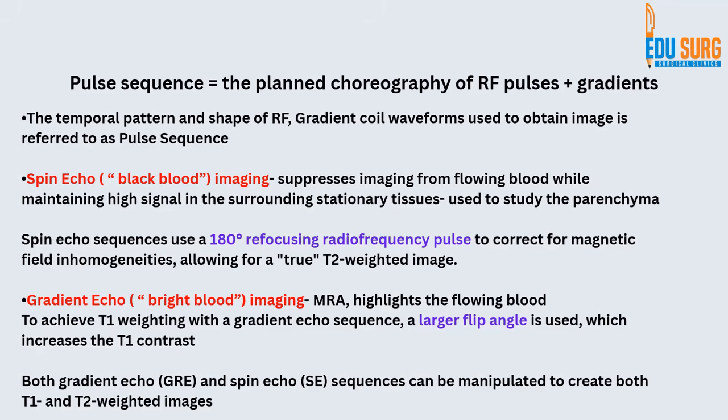On the other hand, when you are doing gradient echo imaging, such as MR angiography, you want to highlight the flowing blood. What you do is change the gradient by using a large flip angle. This increases the T1 contrast. However, remember that both gradient echo and spin echo sequences can be manipulated to create T1 or T2 weighted images. So that is something to remember.